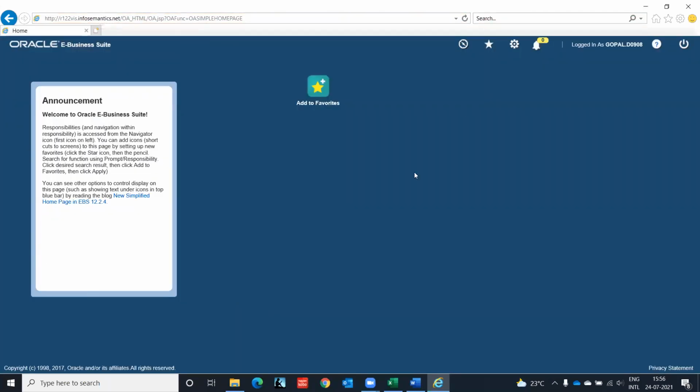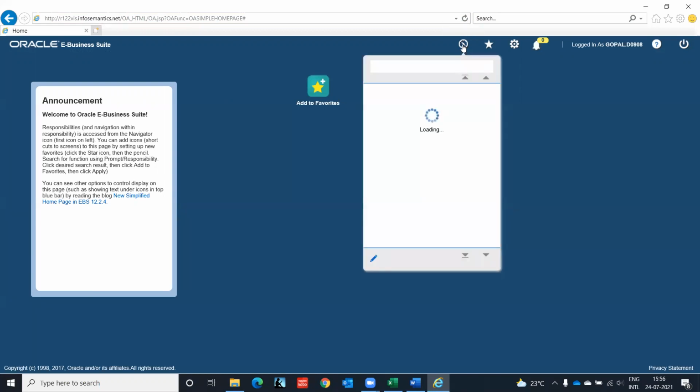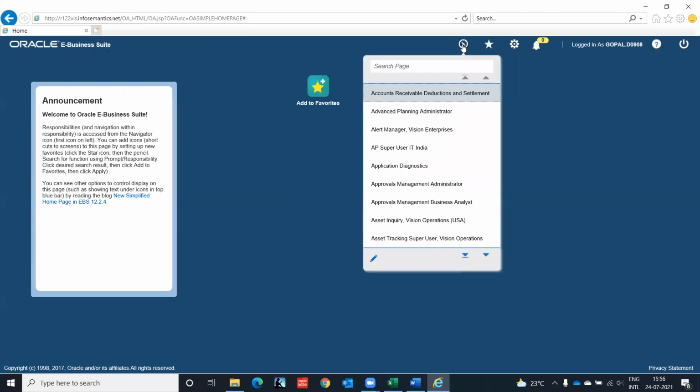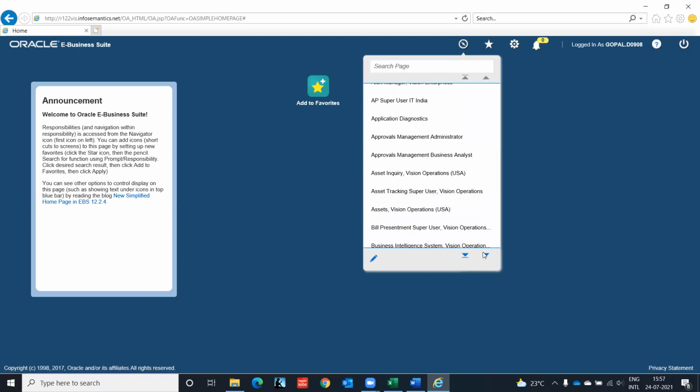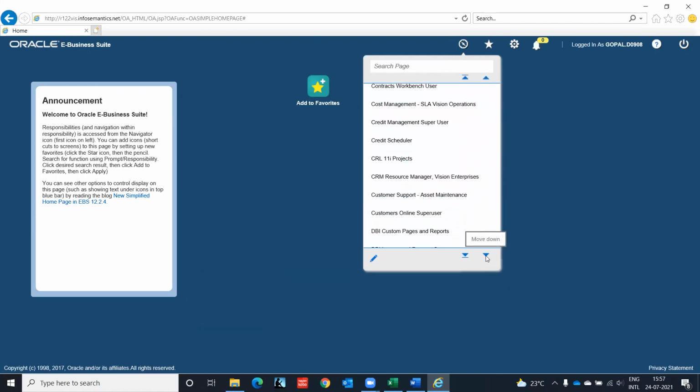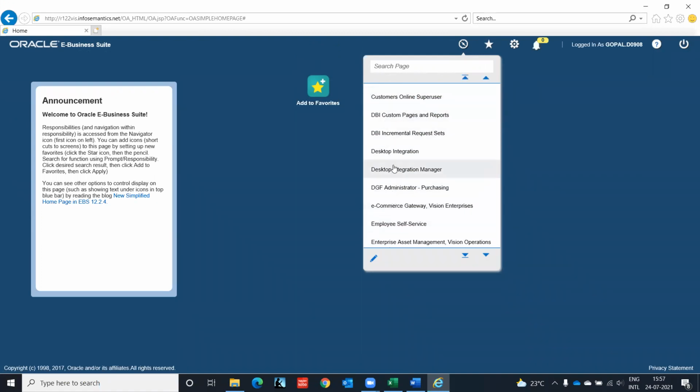So on this one, I need to go to navigator. For doing configuration in the system, you must have access to system administrator and setup activities. So let's go to system administrator. These all are responsibilities. Each responsibility will consist of menus. Each menu will have sub menus and functions, and each function will allow you to perform that activity.